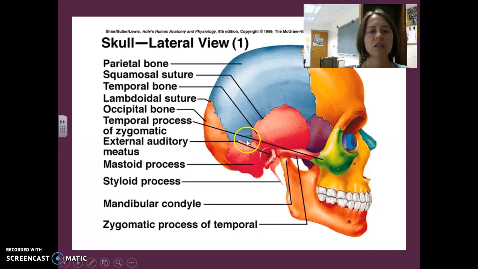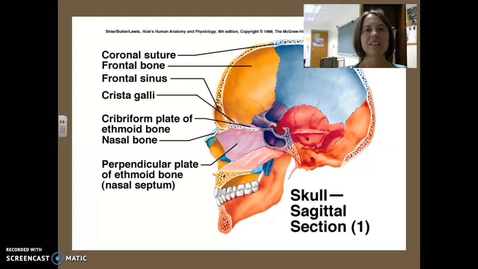And if you notice, there are some sutures here, like the lambdoidal suture, which is a joint between the occipital bone and the parietal bone. Each different connection between 2 different bones has its own name. Also, we're going to be talking about these facial bones. Let's take a look at these bones in a different view.